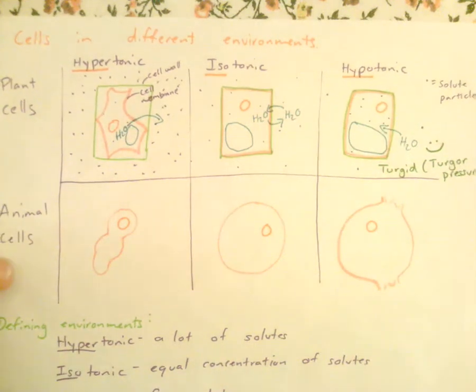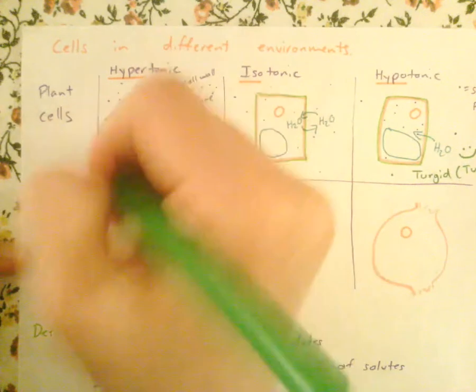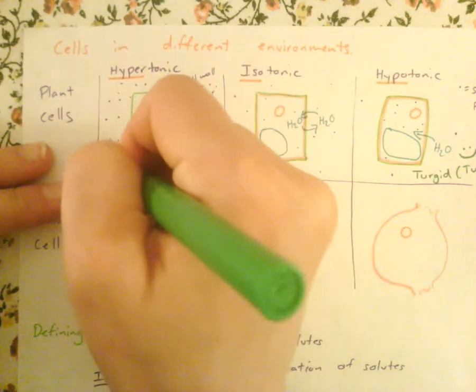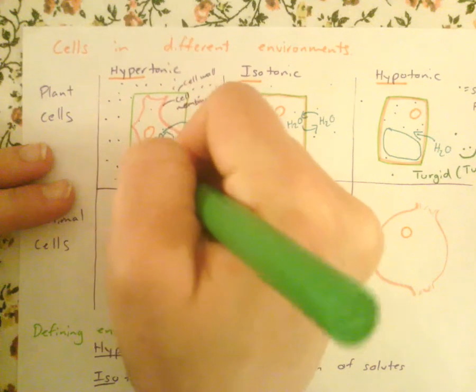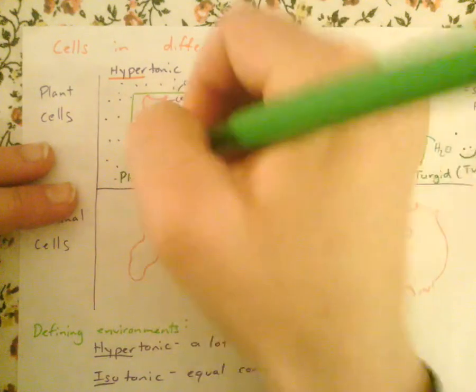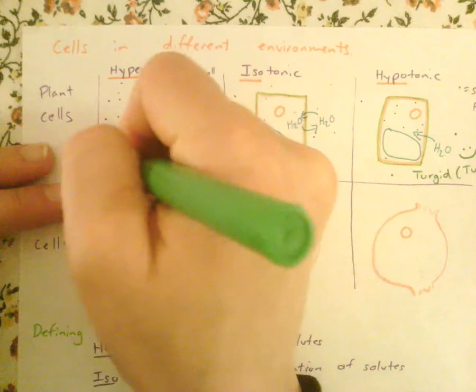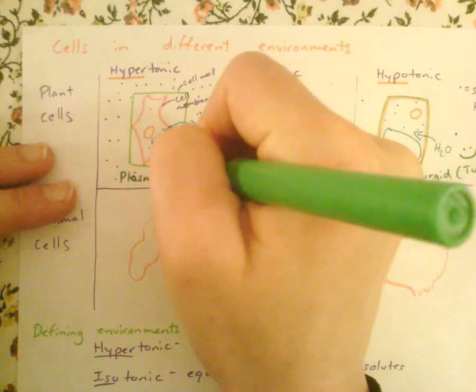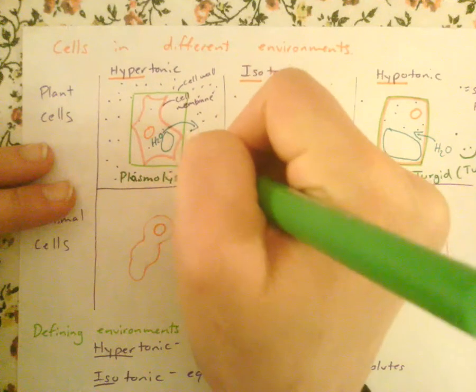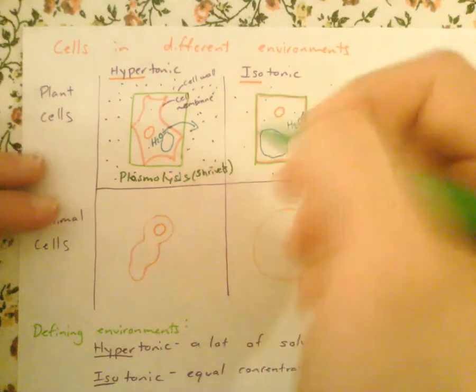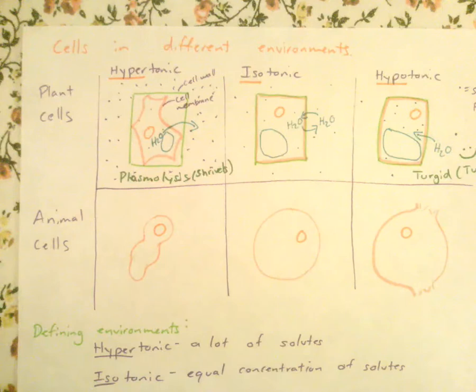On the other hand, this is not a good environment for plants. So this is called plasmolysis, or this is when it's shriveled, okay? So this is when the plant cell shrivels, like we saw in our lab. So it's shriveled or it's plasmolysed. Okay. Then we'll look at our animal cells.